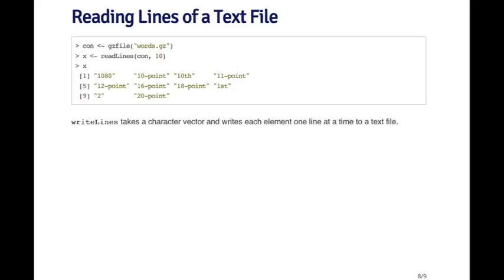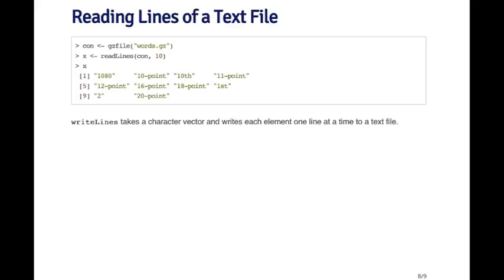So for example, here I've got the readLines function, which just reads lines from a text file. And I'm going to open up this words.gz file. This is a file that has words in it. It's like a dictionary file, and it's compressed using the gzip algorithm. So I'm going to use the gzfile function to open a connection to that, and I'm just going to read the first 10 lines. So now I'm going to use this connection to read the first 10 lines. And here, the first 10 lines are printed out. And you can see these are the first 10 words in the file.